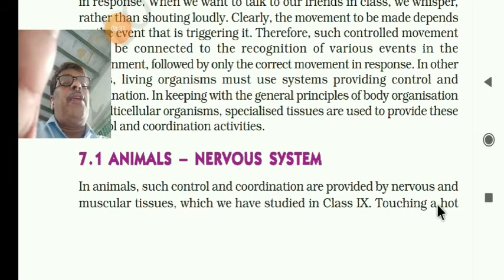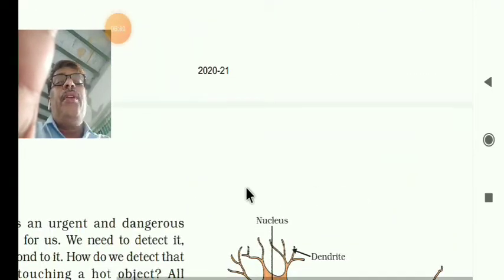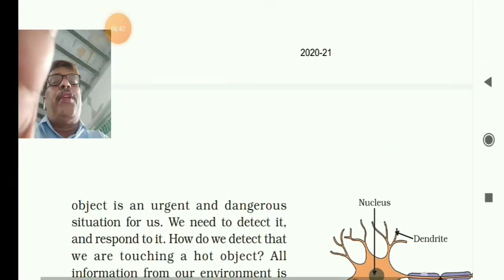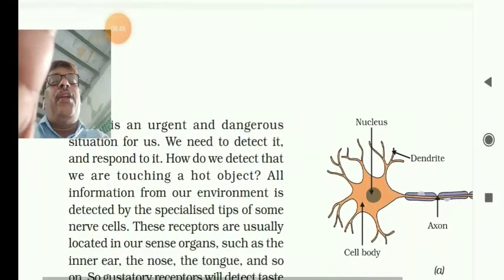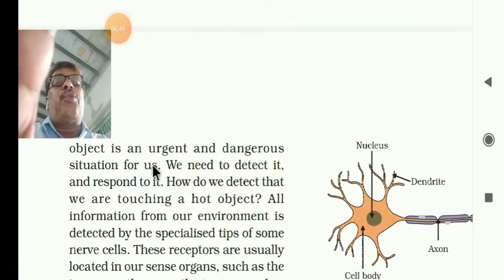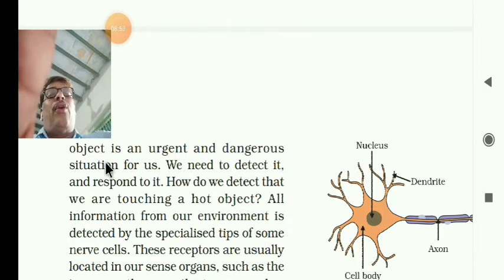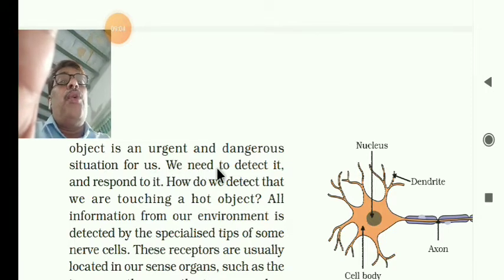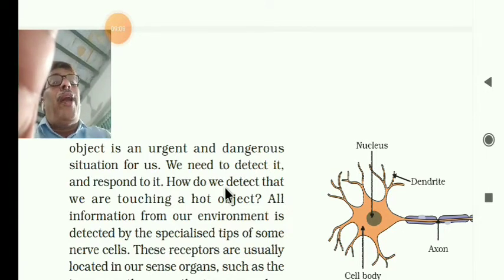For example, touching a hot object. Touching a hot object is an urgent and dangerous situation for us. You are not keeping it as it is, you are not enjoying it. Nobody likes it. We need to detect it, identify it, and respond to it very quickly.